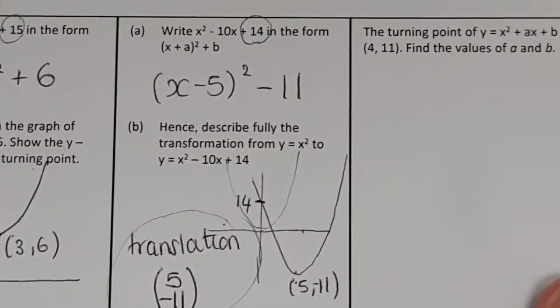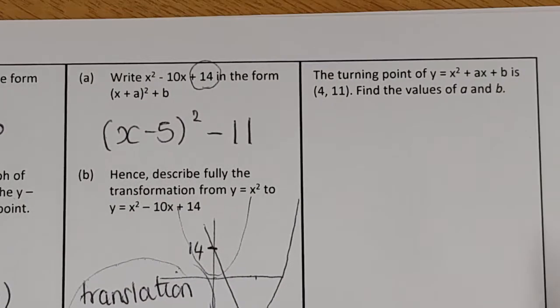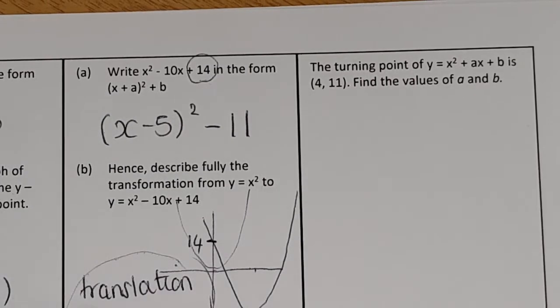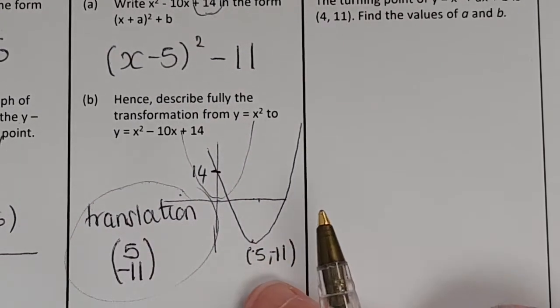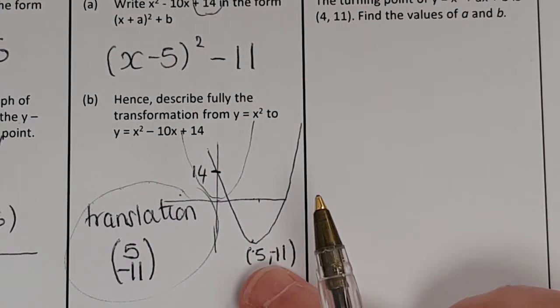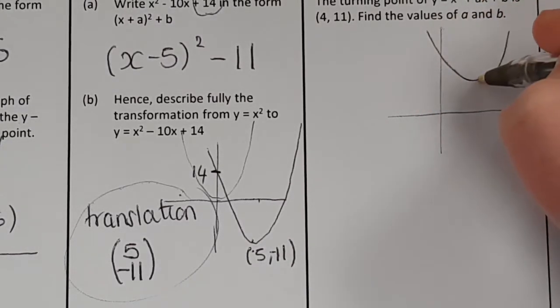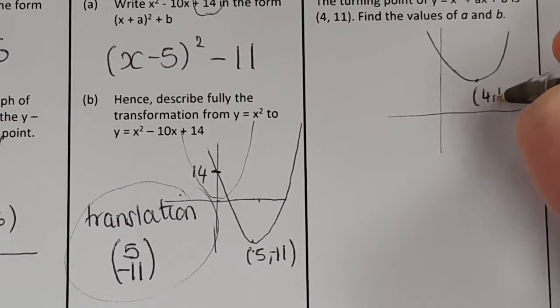Right, next one, we've got the turning point of this equation is (4, 11). So we know that, thinking back to each of our curves, that point there is going to be (4, 11). And again, if you need to sketch it, you can. We know that point at the bottom there is (4, 11).